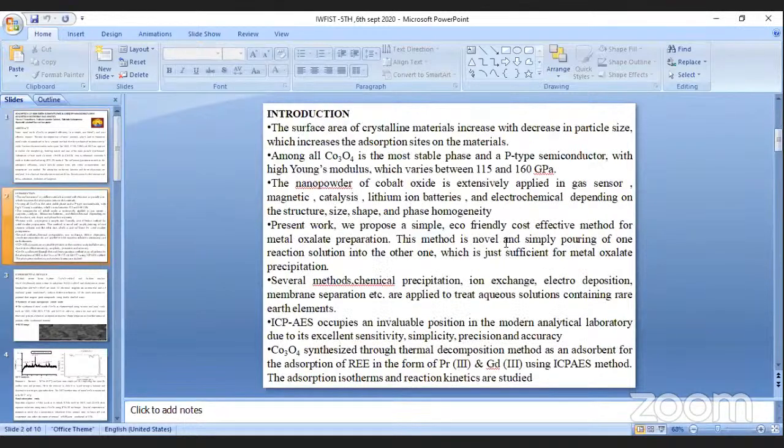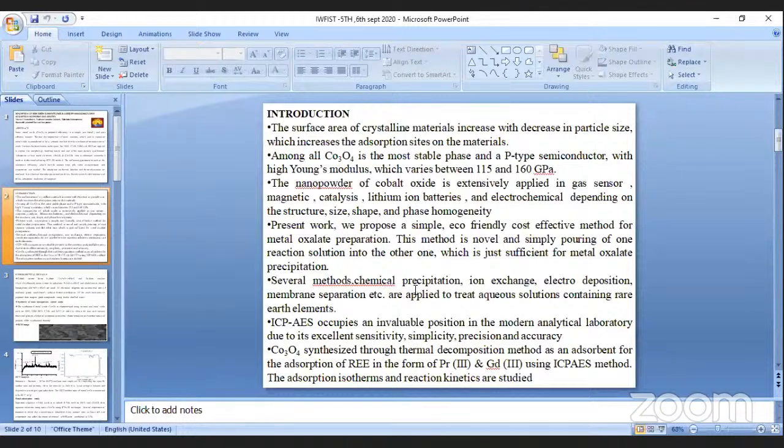Coming to the introduction, the surface area of crystalline materials increases with decrease in particle size, which increases the adsorption sites on the material. Among all the cobalt oxides, the most stable phase is a p-type semiconductor with high Young's modulus, which varies between 115 to 160. The nano powder of cobalt oxide is extensively applied in gas sensors, magnetic catalysis, lithium-ion batteries, etc. In the present work we propose a simple, eco-friendly and effective method for the metal oxalate preparation, from which by using the thermal decomposition method, we have prepared the metal oxide.